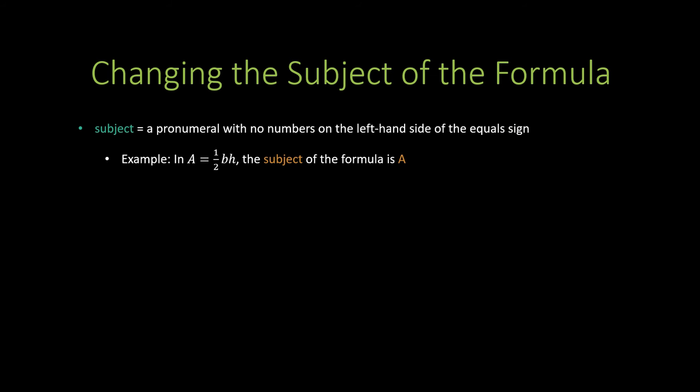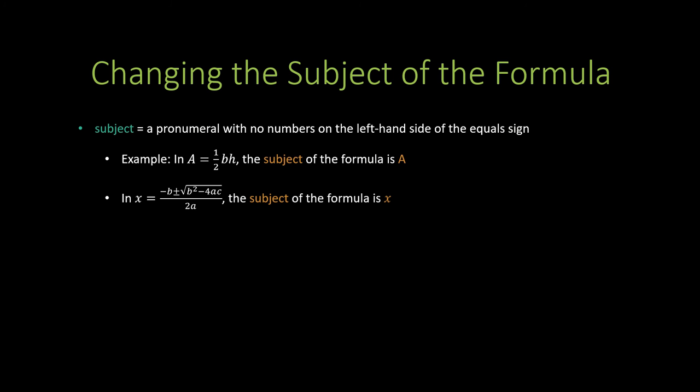So today we're looking at changing the subject of the formula. First of all, the subject is a pronumeral with no numbers on the left-hand side of the equal sign. For example, in A equals half BH, the subject of the formula is A, because A is on the left and it's all by himself.